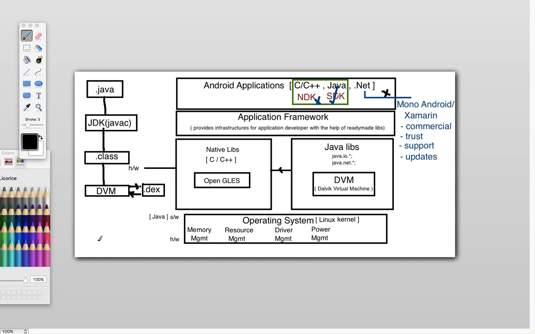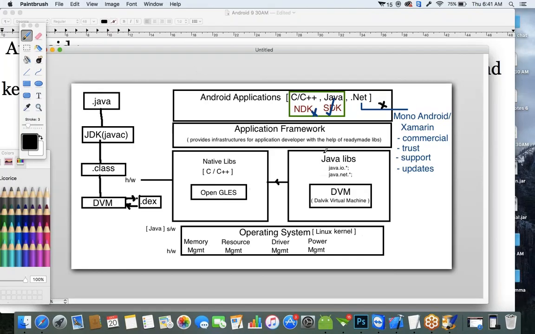For example, in case of JVM, imagine there are 1,000 classes in your project. JVM will execute all the 1,000 classes independently. But here it's not like that. DVM will convert all the .class files into a single .dex file. Meaning you cannot find multiple .dex files for your project, only one .dex file for your entire project. Then it will execute the .dex file.